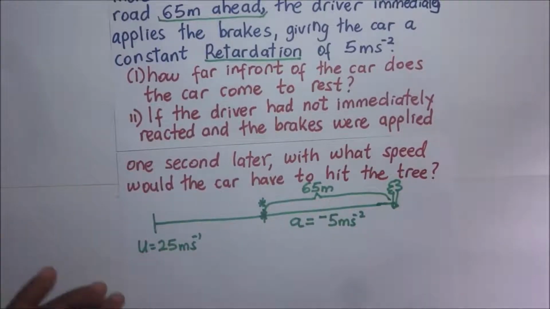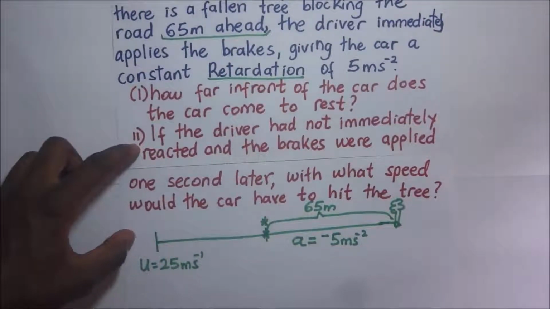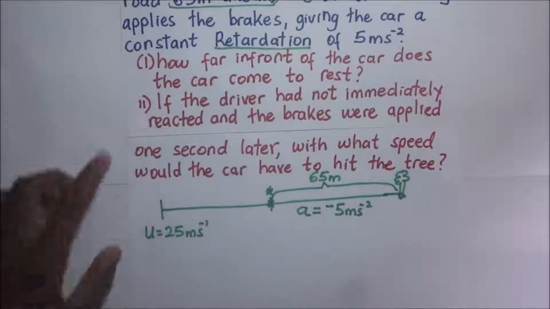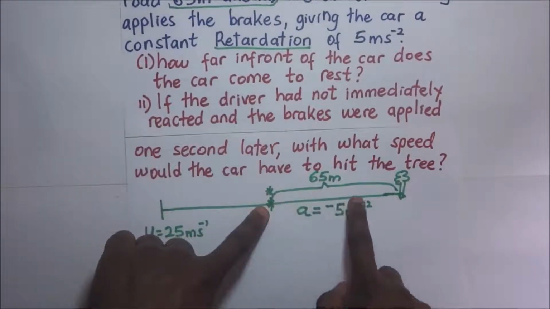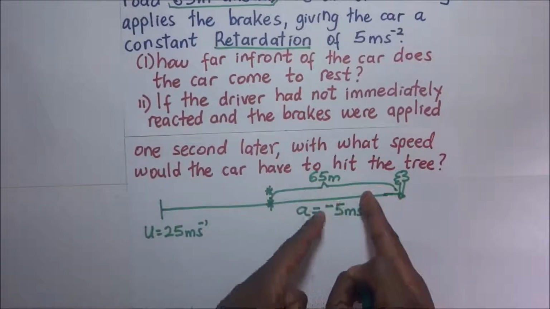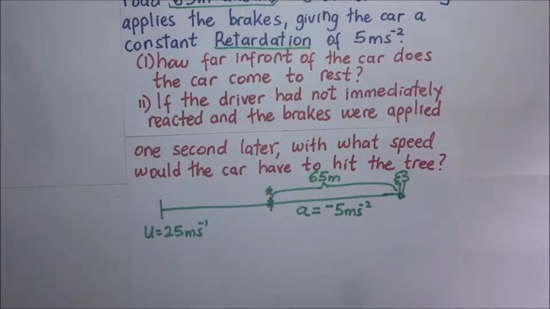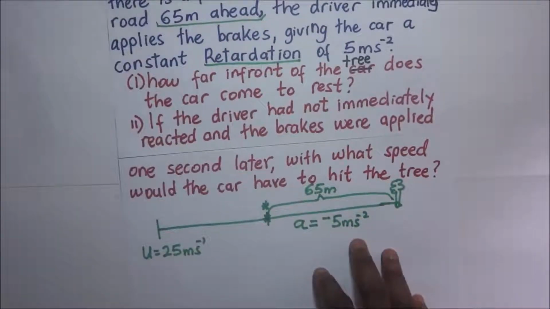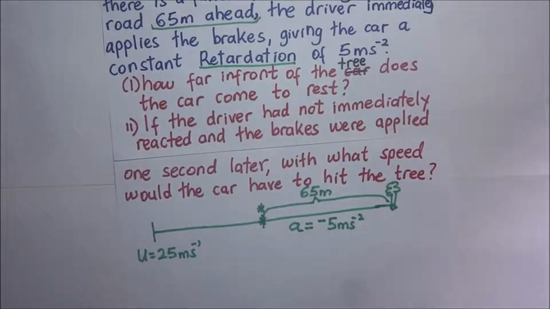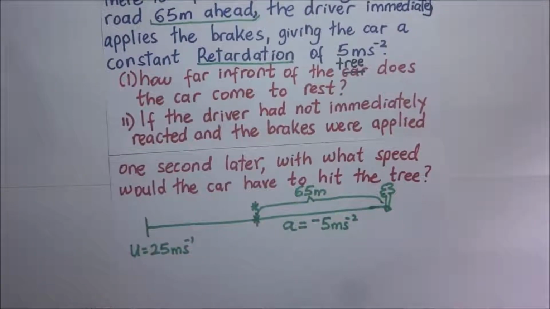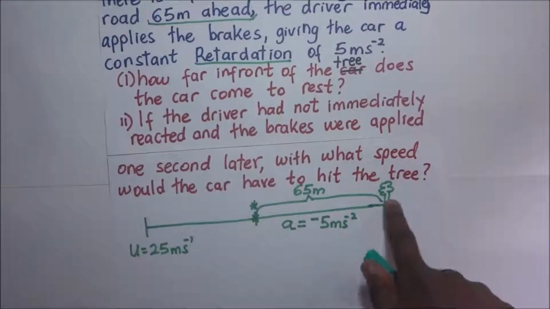So let's get started with the question. Roman 1. How far in front of the car does the car come to rest? It means that when this guy applied the brakes here and started slowing down, in between here, he eventually comes to rest before he hits the tree. So the question is, how far in front? It's how far in front of the tree. So when the guy applies his brakes, somewhere in between here, he eventually comes to rest in front of the tree.